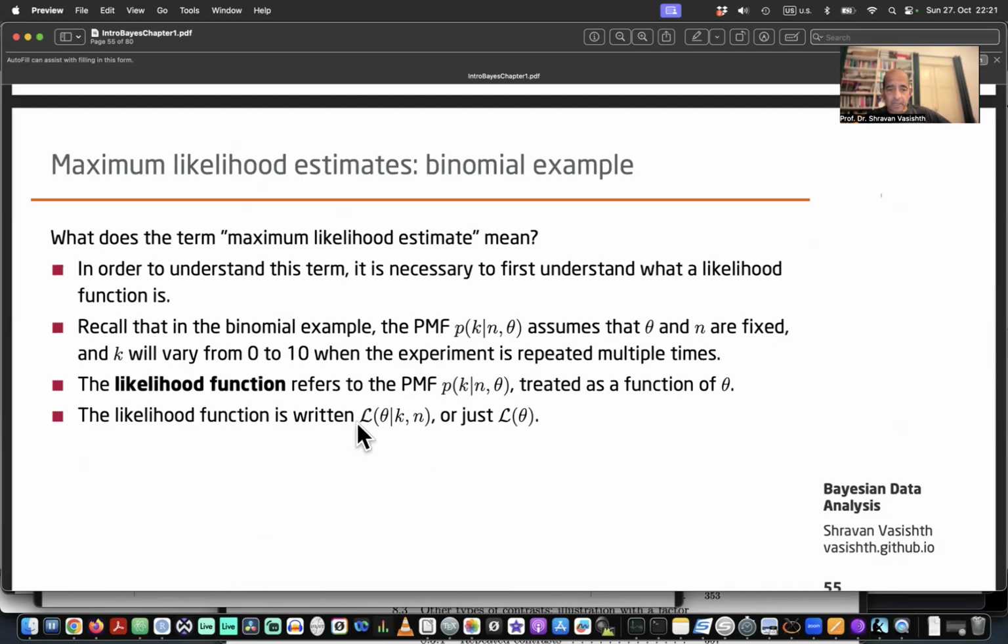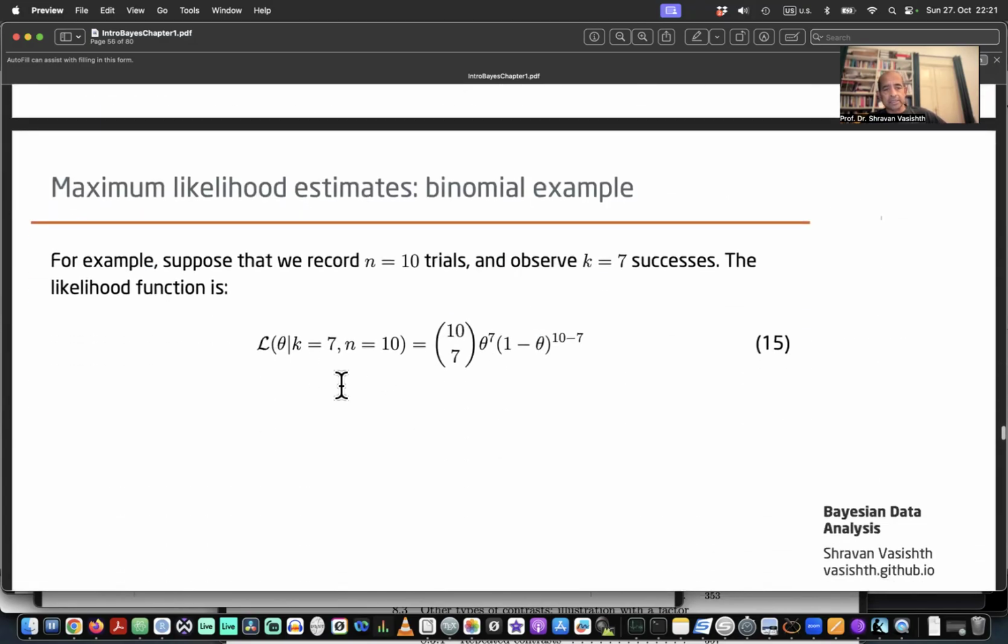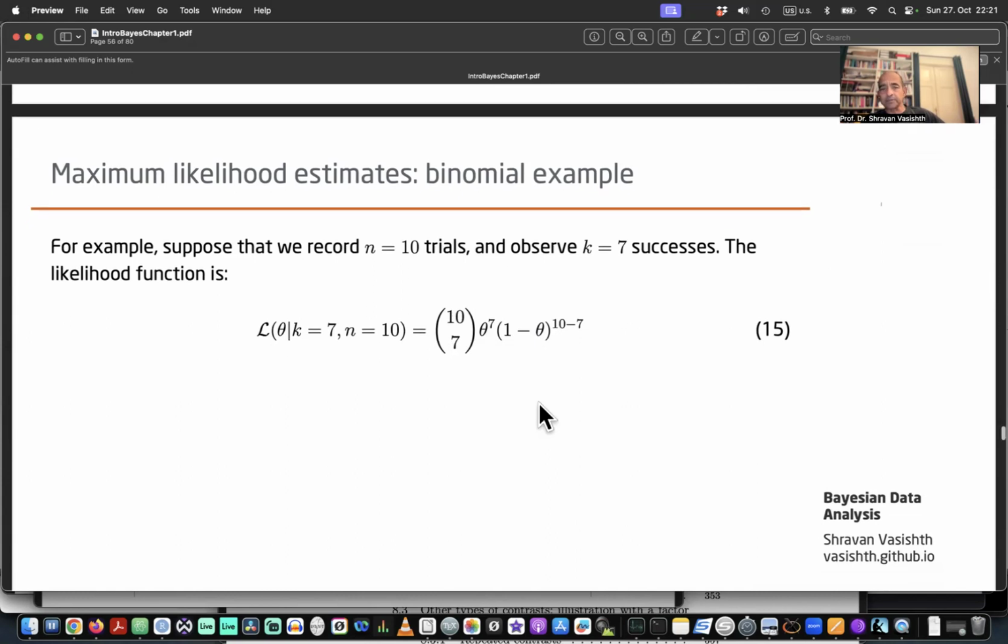They're constants. And therefore the same probability mass function that we used for calculating probabilities of different events is seen now in a different light, as a function of theta. So we sometimes write it like this, likelihood of theta given k and n, or, because k and n are now understood, we will often write the likelihood just as L of theta, because everything else is understood anyway. Here's an example: I've got the likelihood function laid out here for this particular example that I'm discussing.